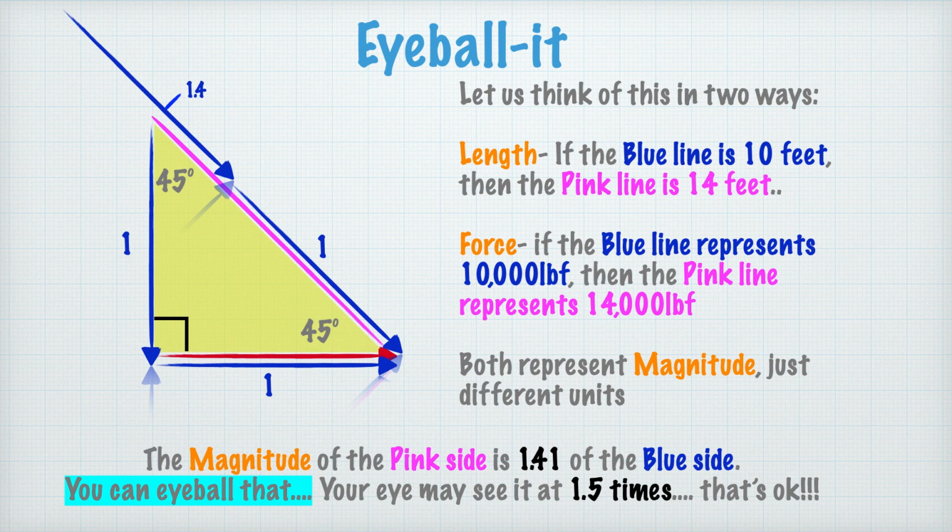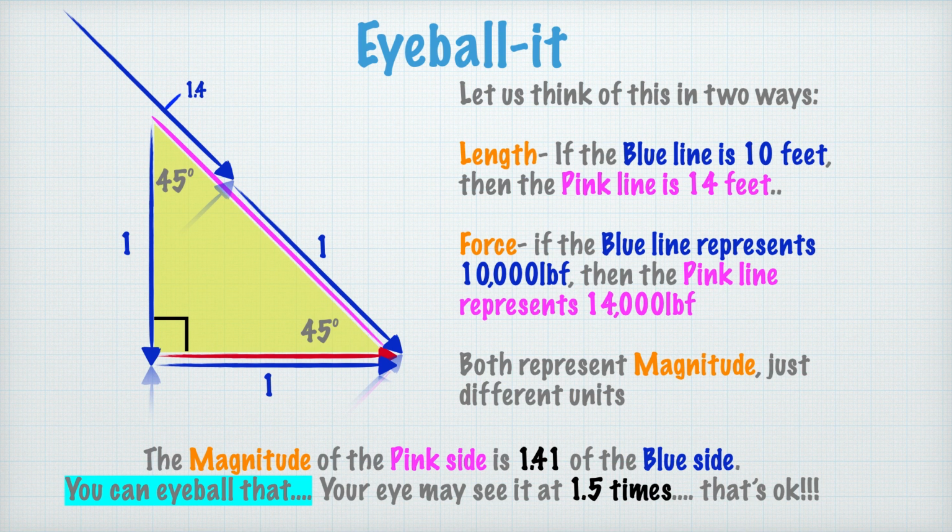I want you to think of this in two different ways. Magnitude can be several things, but the two that most commonly get used in rescue are length and force. So think of the vector quantities or magnitudes of this 45 degree triangle in length and force. If you think of it in length, and the blue side of the triangle were 10 feet, then the pink side of the triangle would be 14 feet. If you think of it as a matter of force, and the blue side of the triangle represents 10,000 pounds, then the pink side of the triangle would represent 14,000 pounds.